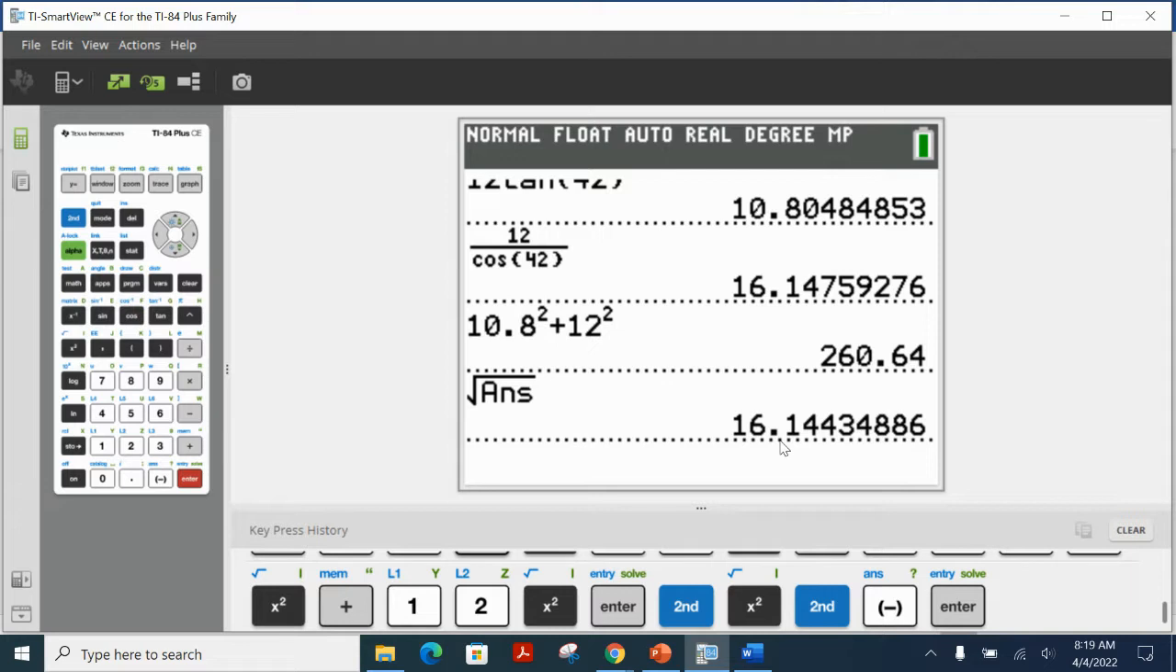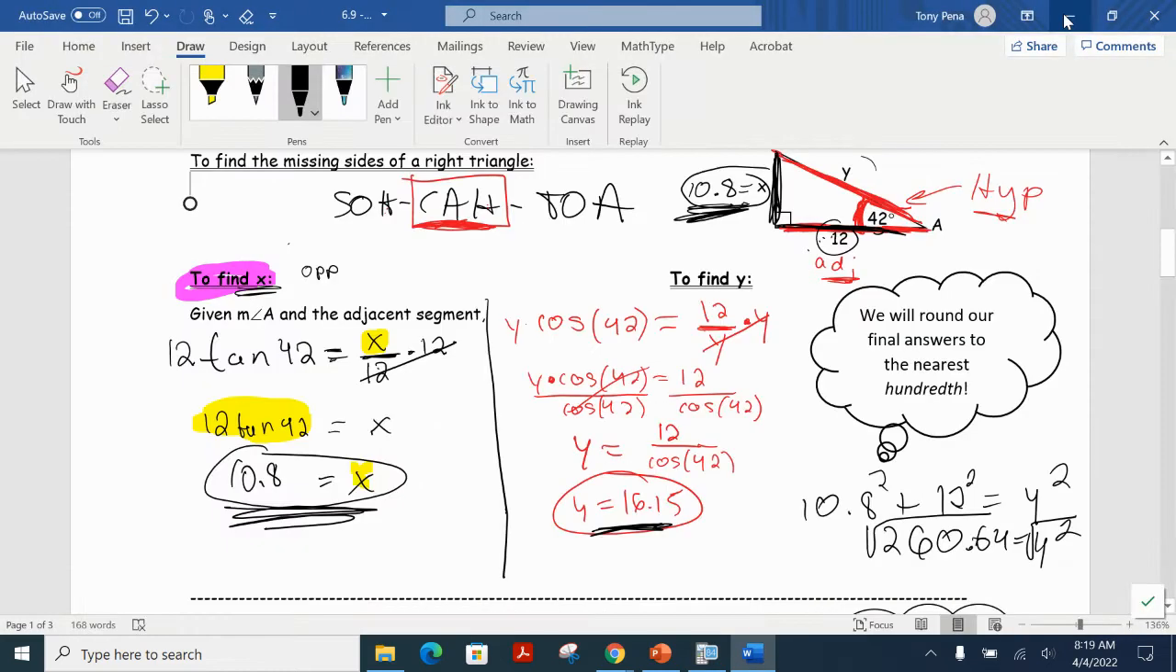Eventually, when I turn this over to you on quizzes and test assignments, you can solve it however you want. So once we knew what this x value was, we could have done the new trig stuff, or we could have gone back to the Pythagorean theorem. Either way, you get that 16.15. Okay?